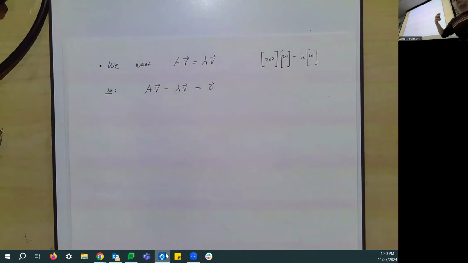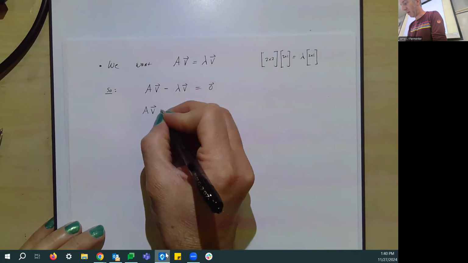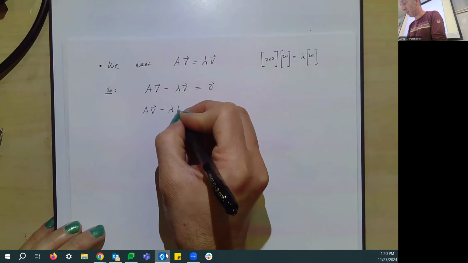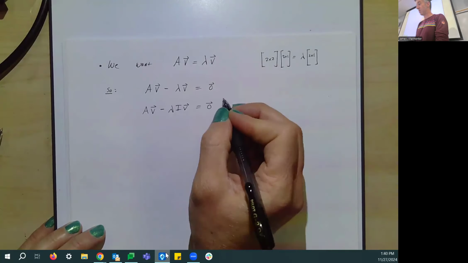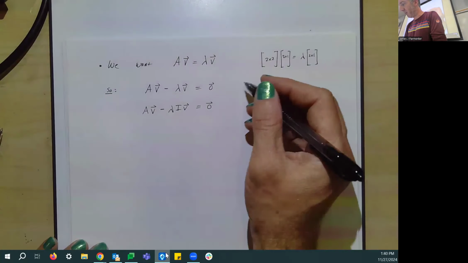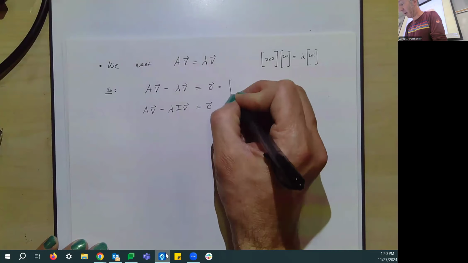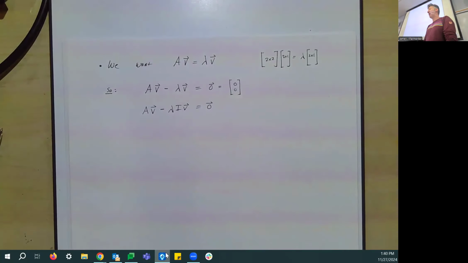So to make it make sense, we're going to add something in. We're going to write this as A times v minus lambda times the 2 by 2 identity matrix times v, still equal to the zero matrix. Sorry, 2 by 1. That's a 2 by 1 over there. This is the vector 0, 0. And now we can totally factor out a v.